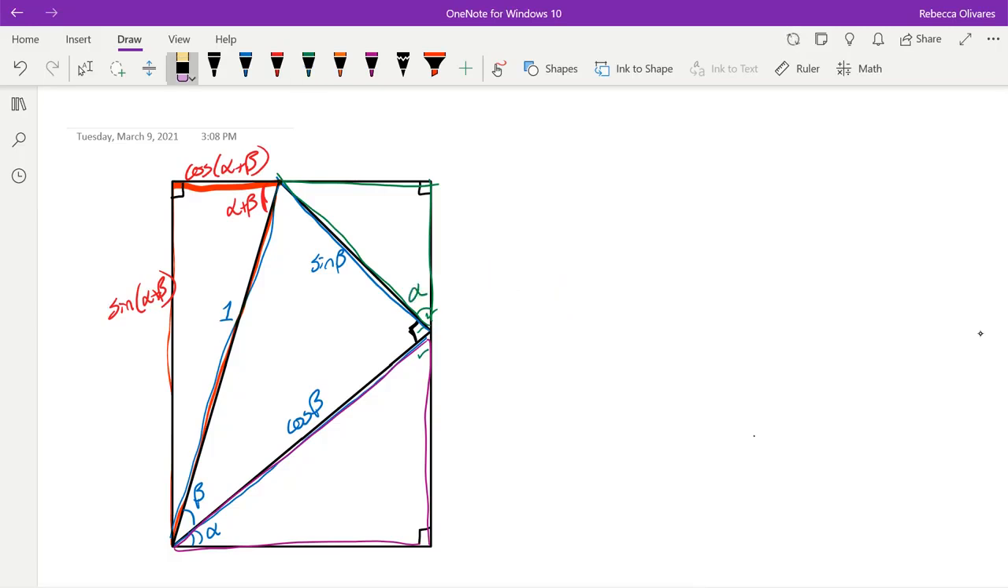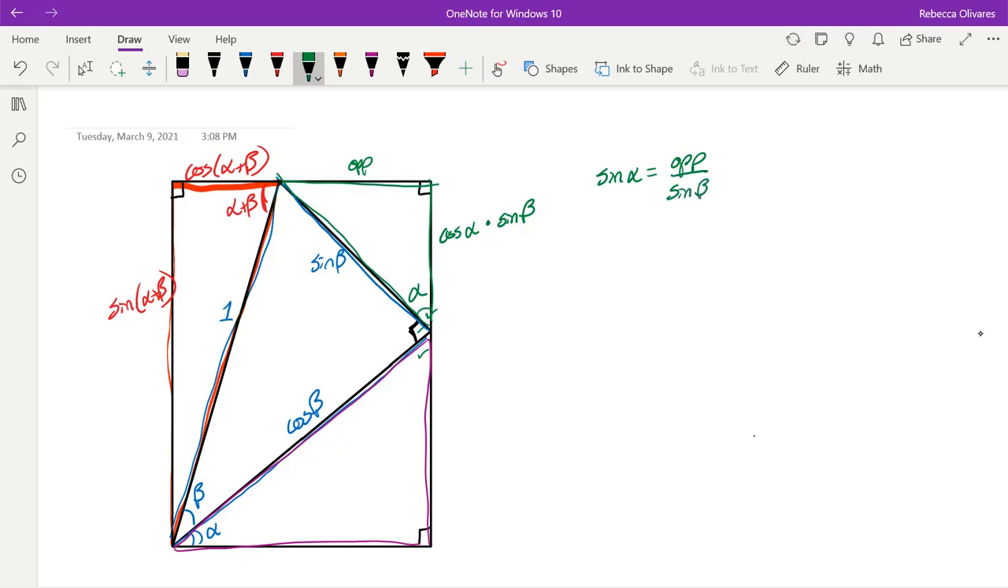Looking at the green triangle, this is the adjacent side here, and we know that the cosine of alpha is equal to the length of the adjacent side divided by the hypotenuse, which is sine of beta. So if I take this equation and isolate the adjacent side, I'm going to have cosine of alpha times sine of beta. And then if I do the same thing over here for the opposite side of alpha, I know that the sine of alpha is the length of the opposite side divided by the hypotenuse, which is sine of beta.